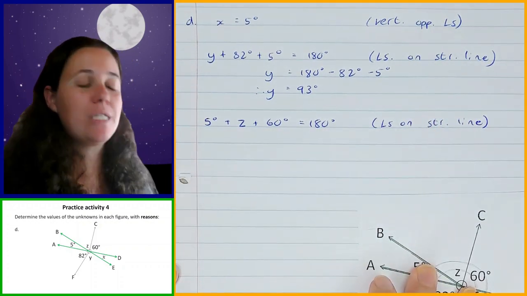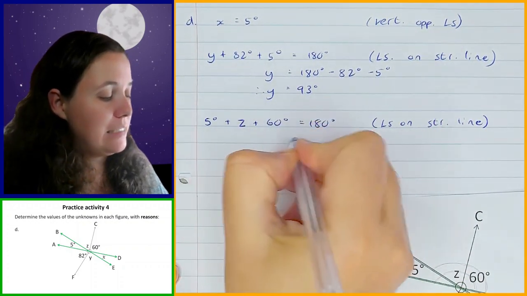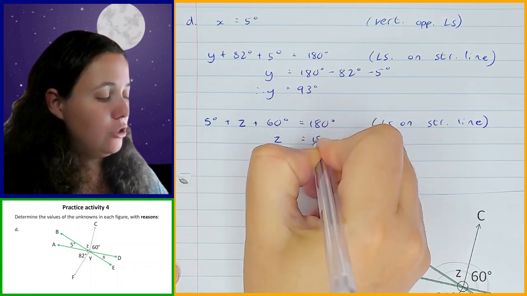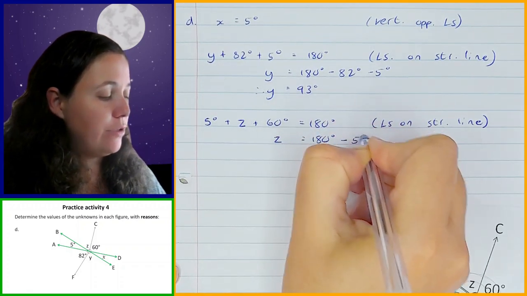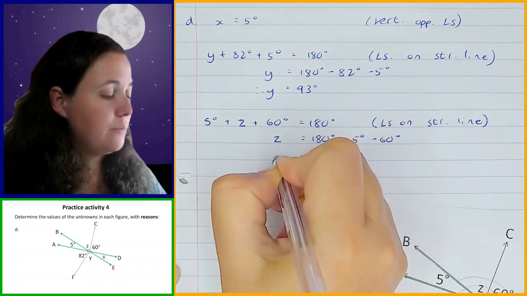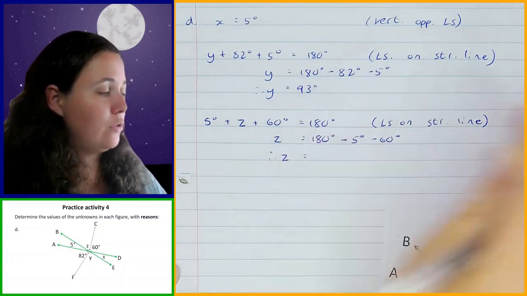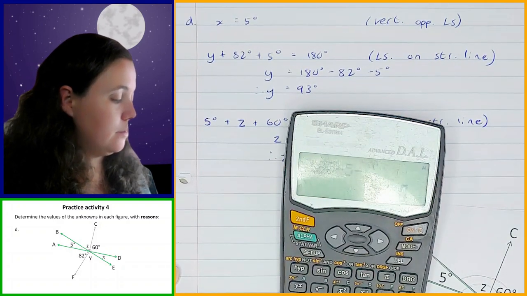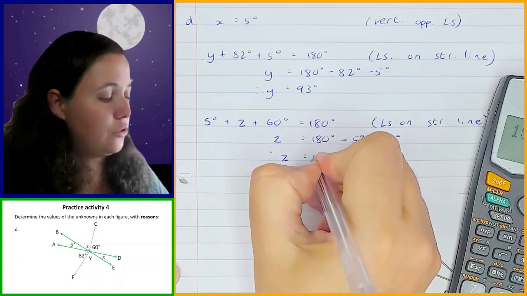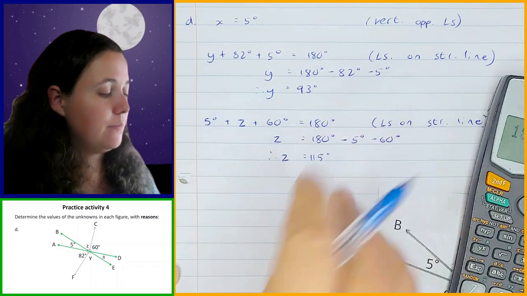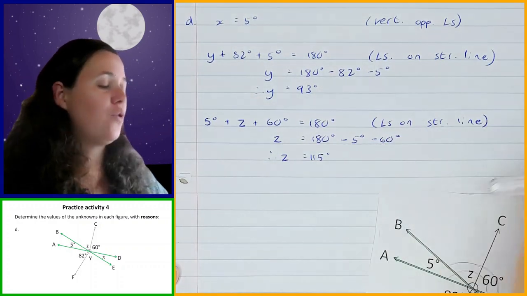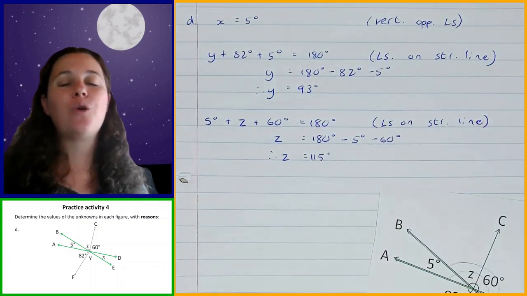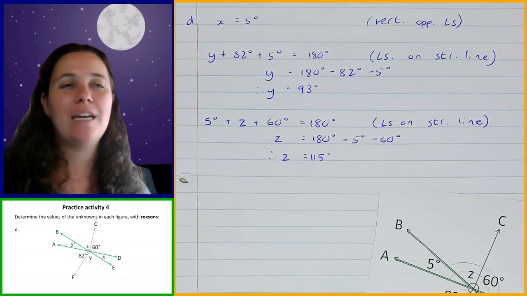Okay, and then I can go and solve for z. So that is z equals 180 degrees minus 5 degrees minus 60 degrees. Therefore, z is equal to 115 degrees. And that's what you should have got for question D. And that is how we work with angles at a point in straight line geometry.